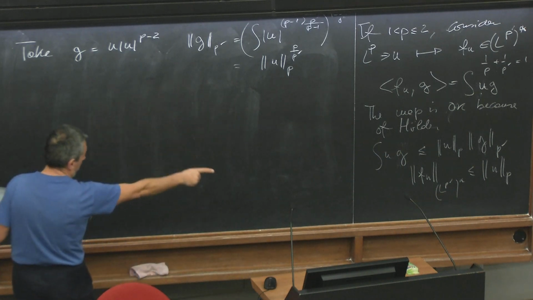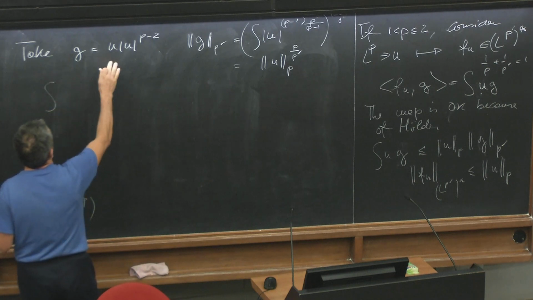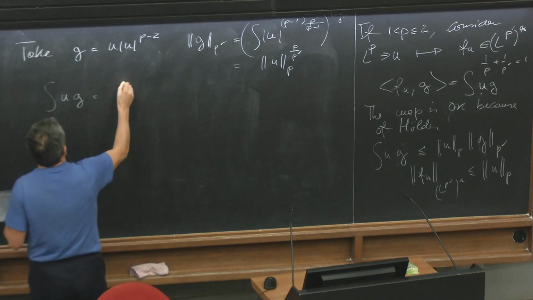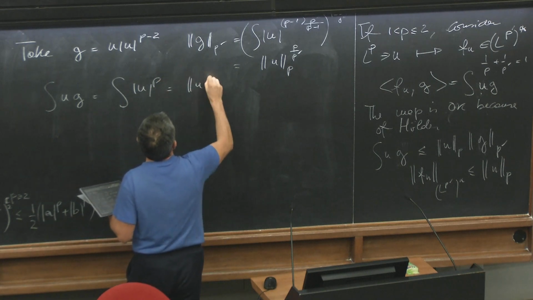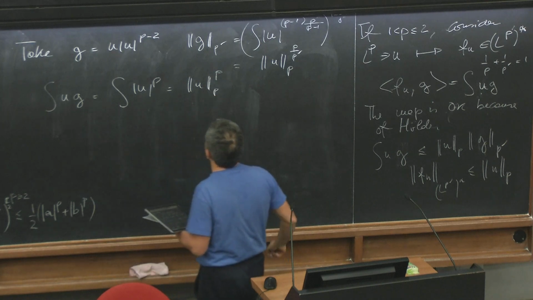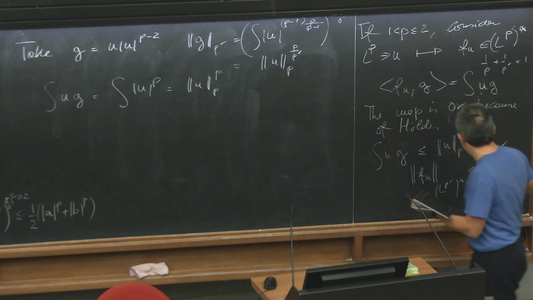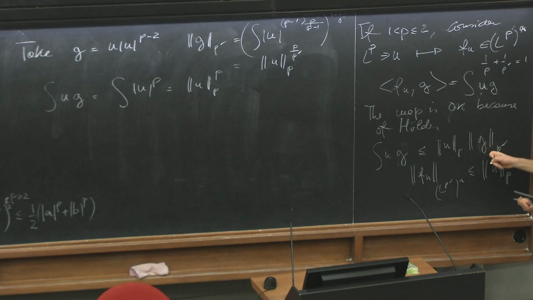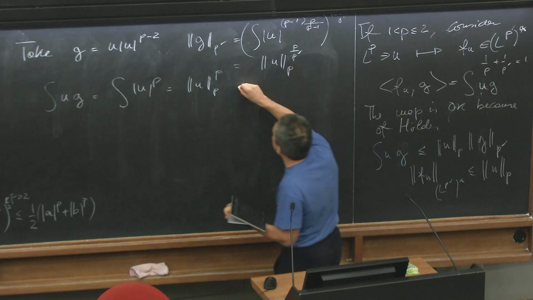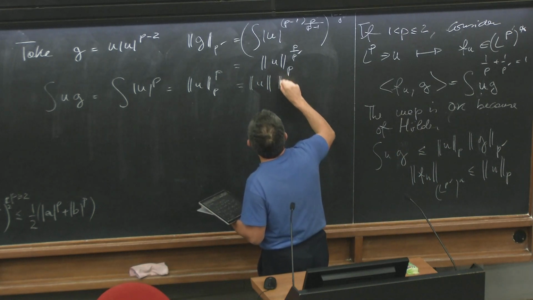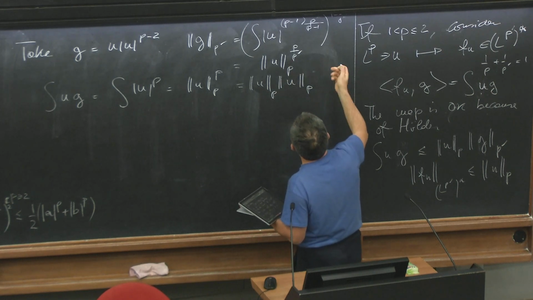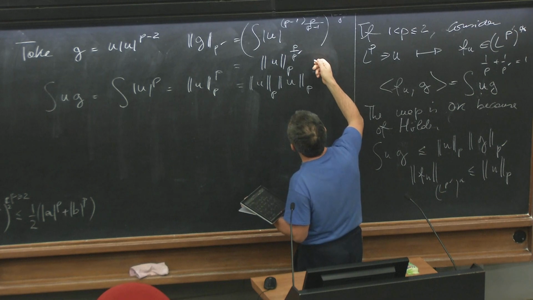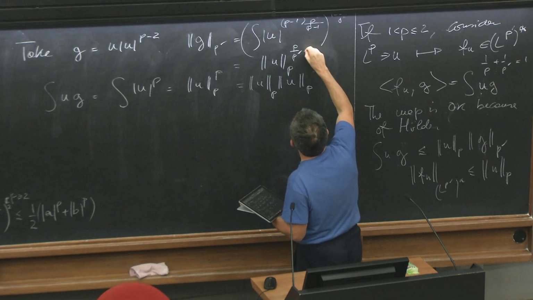Let's study now what happens there. The integral with this particular g is the integral of u to the p. On the other hand, this should be less or equal, and then if you apply this property, this is equal to the norm of u to the p. And here we get p minus 1, and p minus 1 is exactly this exponent here.